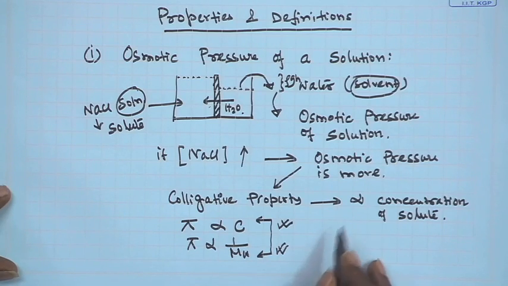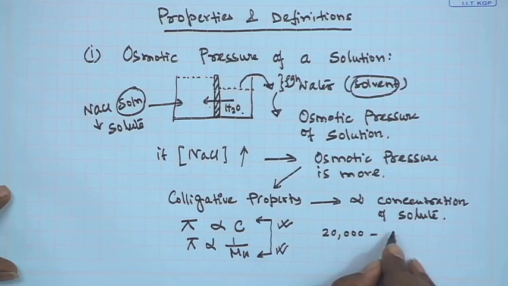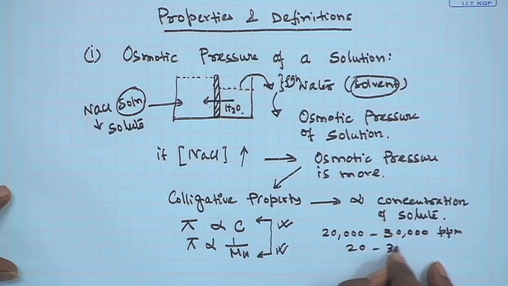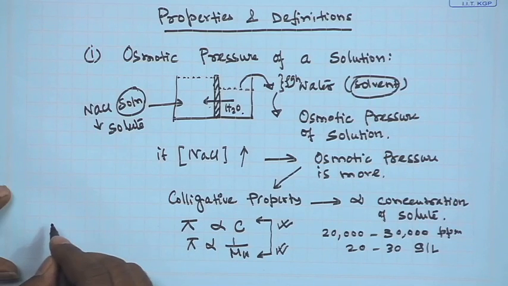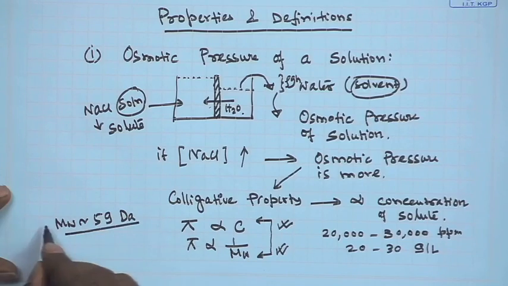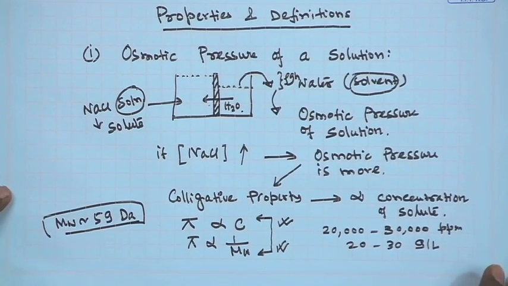Typically, in sea water, the concentration of salt is around 20,000 to 30,000 ppm. That is 20 to 30 grams per liter or kg per meter cube. And what is the molecular weight of salt? It is very low, around 59 Dalton, 58.5 to be precise. Therefore, at this concentration of sodium chloride with a molecular weight around 58.5 Dalton, its osmotic pressure will be very, very high. If you really calculate, the osmotic pressure turns out to be around 20 to 22 atmosphere.